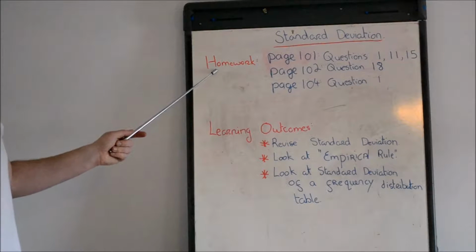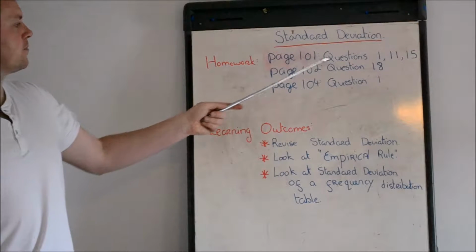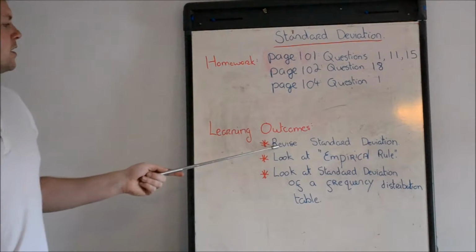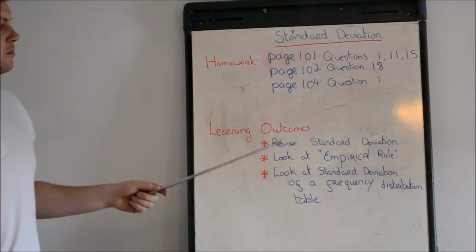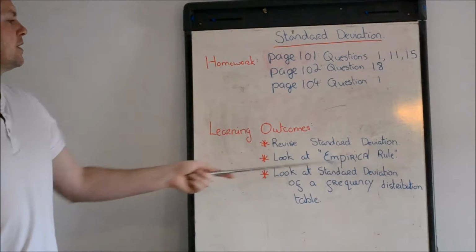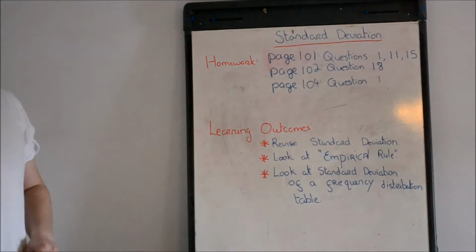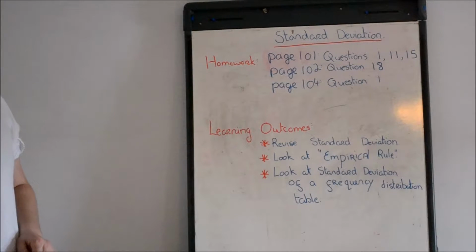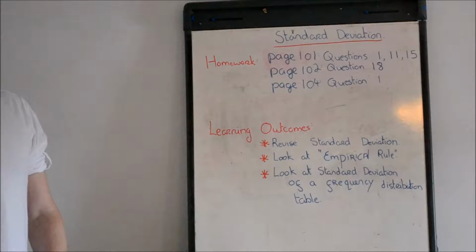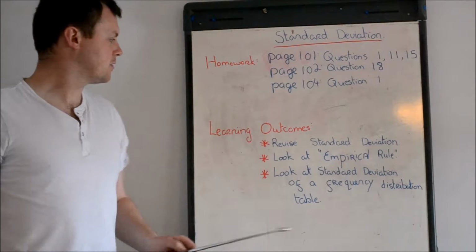So your homework, lads, page 101, questions 1, 11 and 15. That's just basic standard deviation, so you shouldn't have a problem with that. Page 102, question 18, that's to do with the empirical rule. Have a look at page 100. It's not a hard question, just spend 5 minutes looking over it and thinking about it. Once you get it, it's very easy after that.